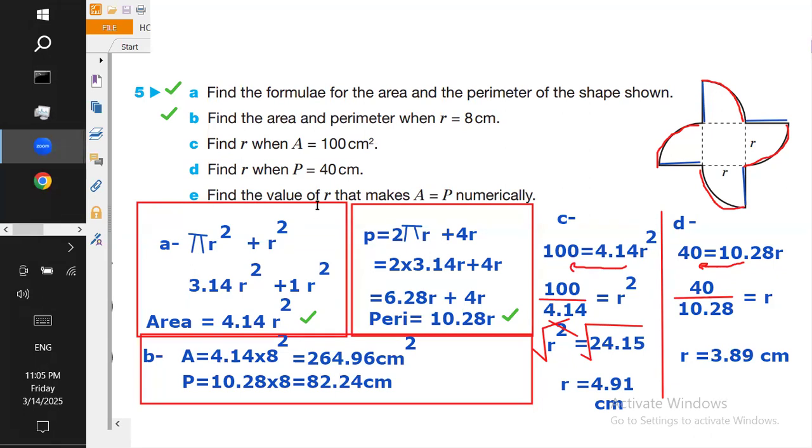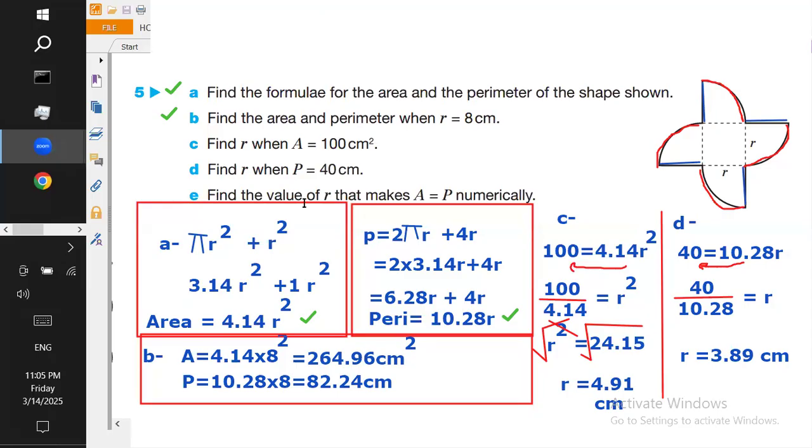Now for question E, find the value of R that makes A equal B numerically, okay? We finished this. We found the area. We found the perimeter formula. We used them to answer questions in a direct way and in the inverse way. Now I'm going to follow question E and show you how to answer it. It's very easy.